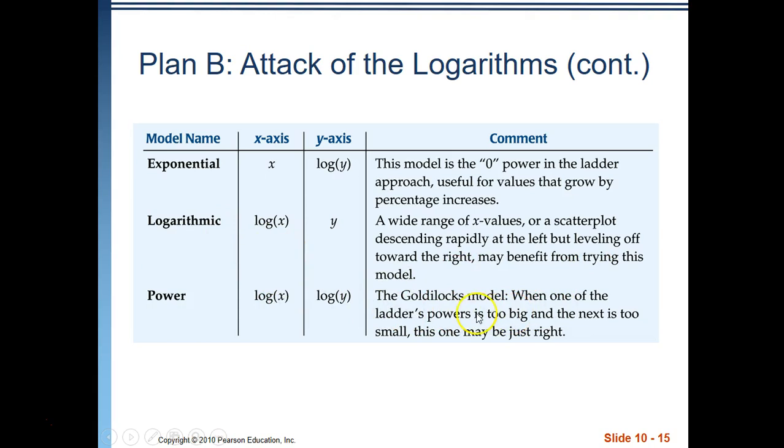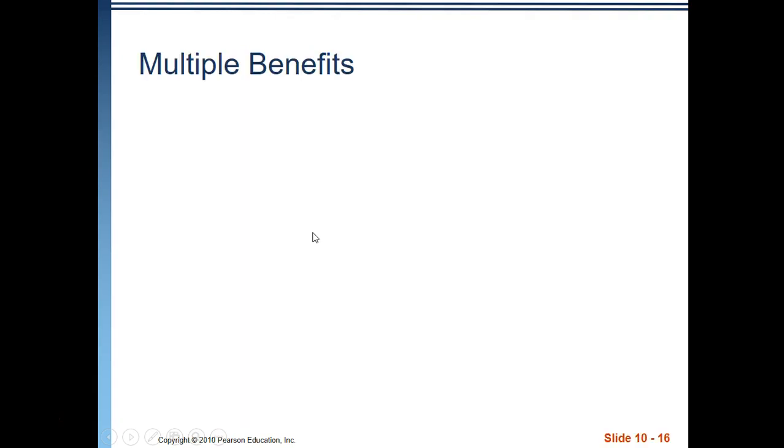This is the Goldilocks model. When one of the ladder powers is too big and the next is too small, this one may be the best to do. So this is just showing you when to use some of these. Honestly, sometimes I just mess around. If I can't really judge, I try them both. I try one, I try the other. Just log your x or log your y values. But again, it only works if you don't have 0 or a negative.